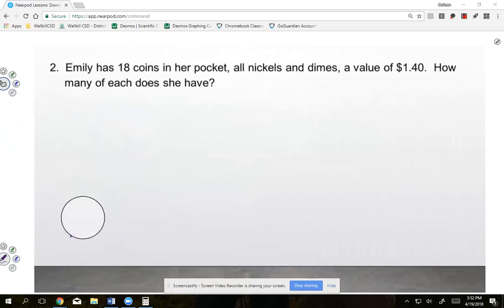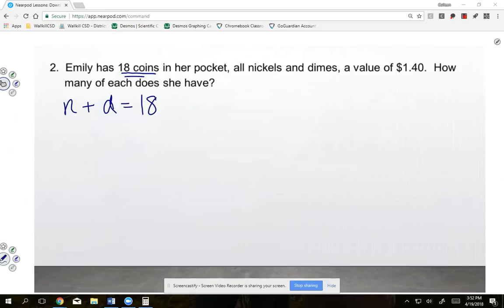This time we're dealing with coins, and we've done a lot of coin problems this year. So we can solve coin problems using systems instead of doing one long equation and only using one variable. We can use two variables. Emily has 18 coins in her pocket, nickels and dimes. So let N be nickels and D be dimes. We know there's a total of 18. So our first equation deals with the number of coins: a certain number of nickels plus a certain number of dimes for a total of 18 coins.